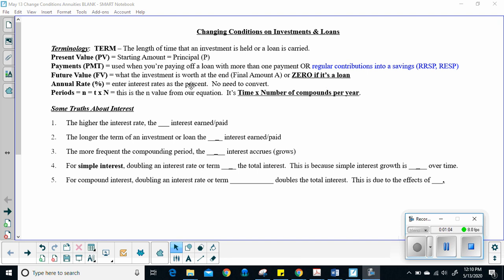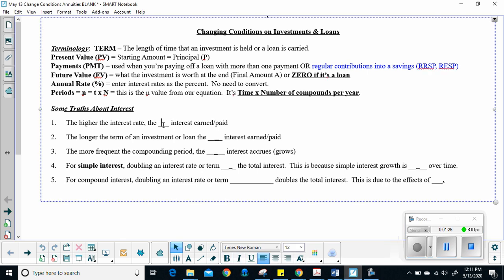We're going to be using an online calculator instead of the big crazy equation. So you enter it as a percent. We don't have to convert. And then the online calculator uses the word periods, which is our little n, which is the exponent, years times number of compounds per year. Okay, so we're going to do a lot of work with that, which is great because that's going to help us in our assignments.